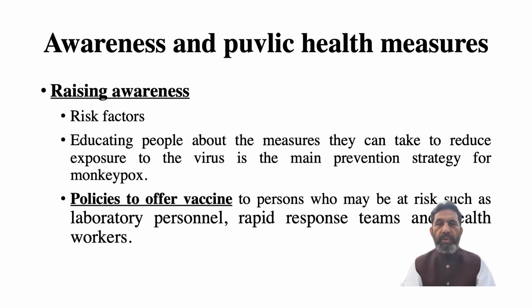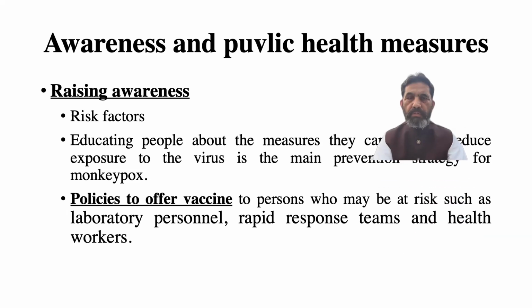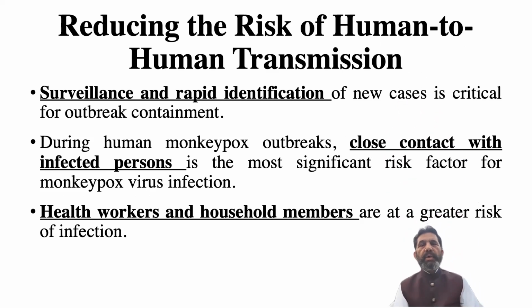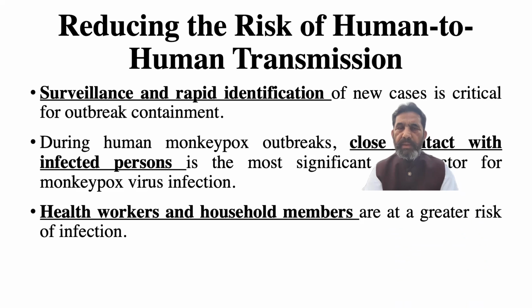Also, policies offer the vaccine to persons who may be at risk, like laboratory people, doctors, and healthcare workers. This is a very important thing. Another thing is the government's role. Surveillance and rapid identification of new cases is very critical for outbreak containment. During a human monkeypox outbreak, close contact with an infected person is the most significant risk factor. Healthcare workers and household members are all at risk.